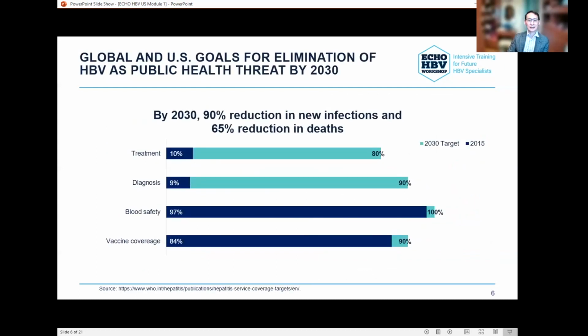So here shows the United States and global elimination goal for HBV set by WHO. Now we plan to have a global elimination goal, a 90% reduction in new infections by 2030. And at least we have to reduce 65% of the deaths associated with HBV complications. But the goal being set here is from 60 to 90%. We still have a long way to go if we don't screen those patients and treat them. So that's why it's so important.